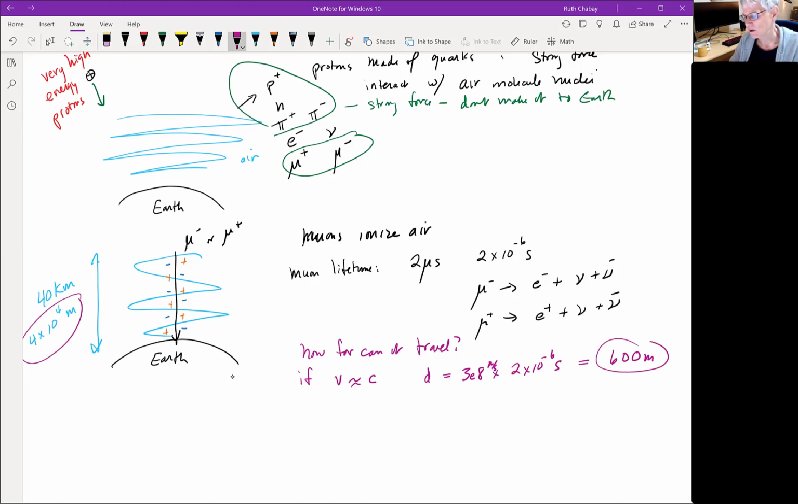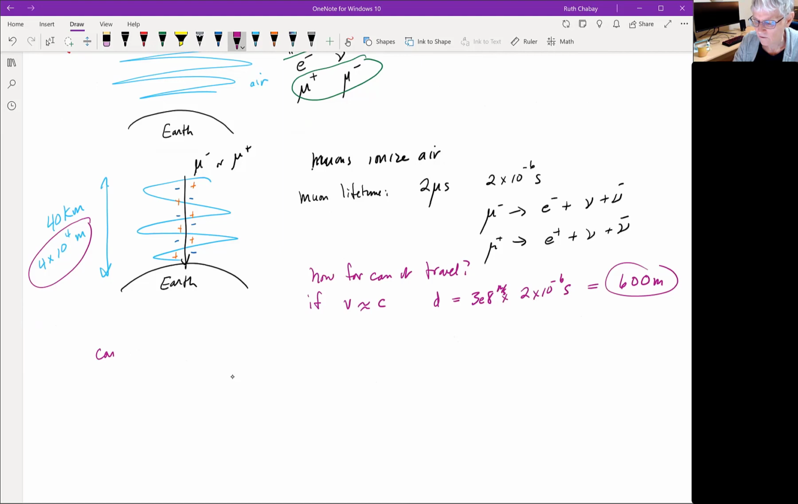So that doesn't look like it'll work, except, it can't go far enough. So if this muon is actually traveling at the speed of light, or close to the speed of light, what's going on with time for this muon? Time is passing more slowly.